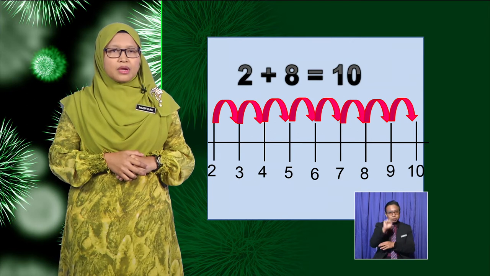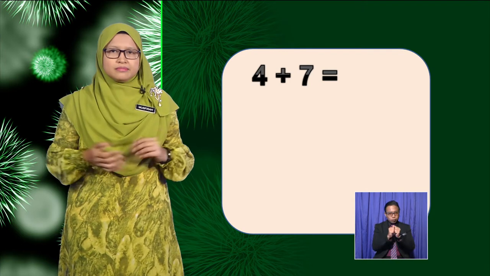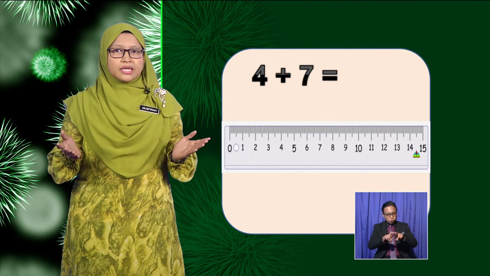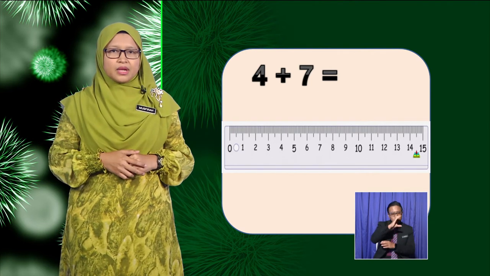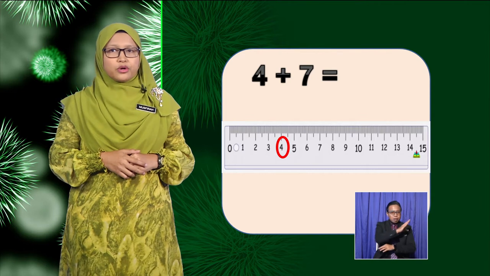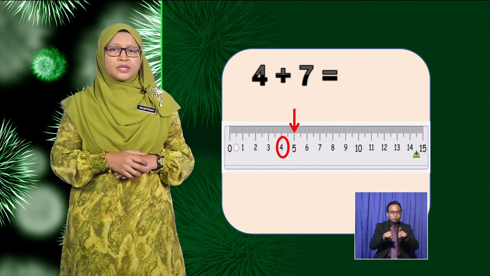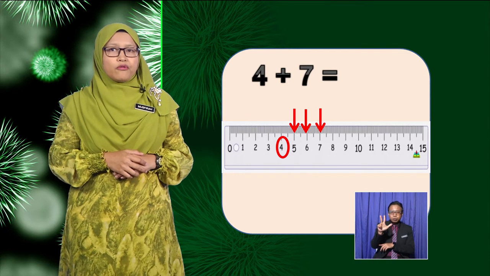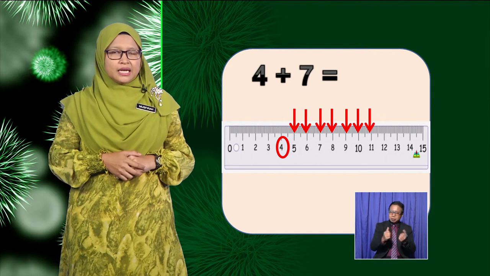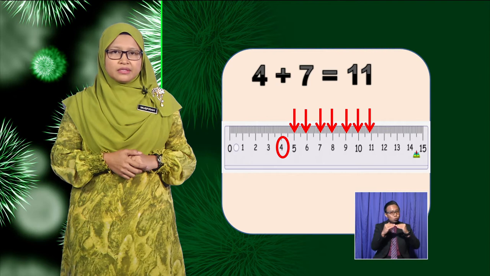Next question is 4 plus 7. Do you have a ruler with you? Good! Take out your ruler. Can you see numbers on your ruler? We can use the numbers to help us find the answer. 4 plus 7. Look at number 4. Then count on 7 steps from number 4. Let us count together. 1, 2, 3, 4, 5, 6, 7. There you go. The answer is 11. So, 4 plus 7 equals 11. Well done.